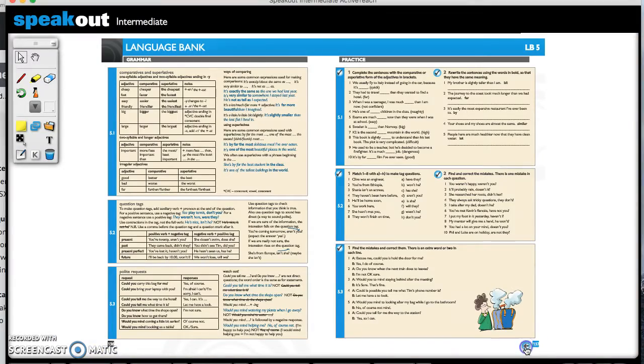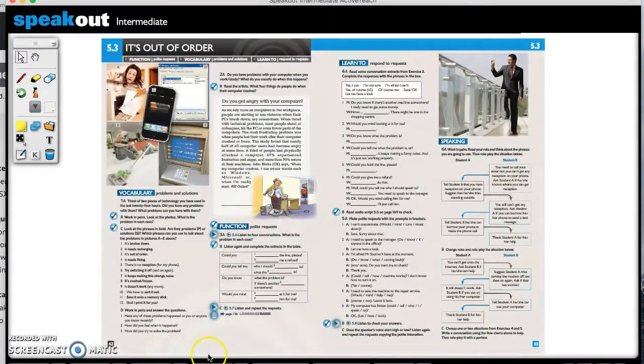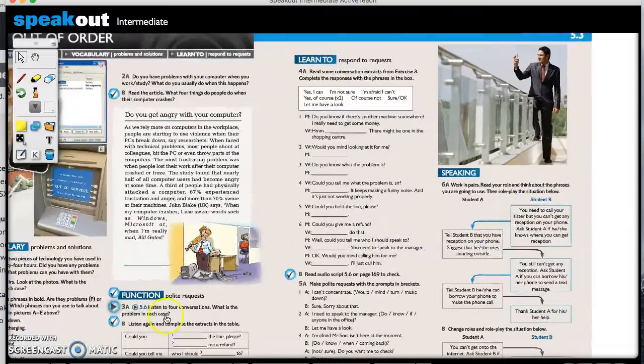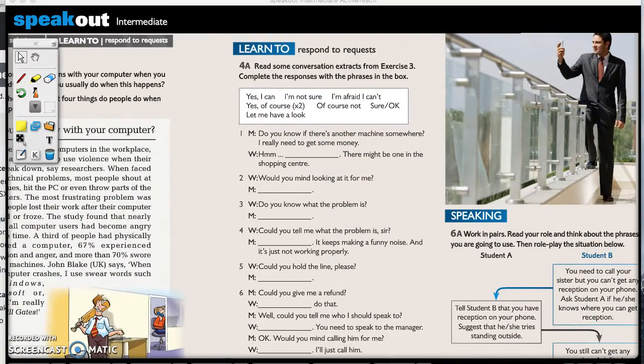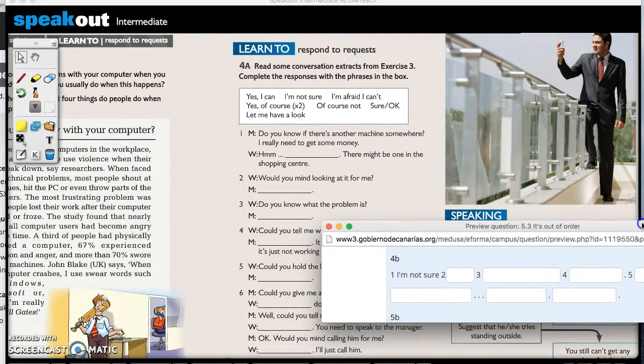Then we'll go back to page 63 and focus on activity number 4. The platform, this is what it looks like, okay? And what you have to do is read the conversation extracts from the previous activity and complete the responses with the phrases in this box. You have yes, I can, I'm not sure, I'm afraid I can't. Yes, of course, this means 2 times you're going to use it.